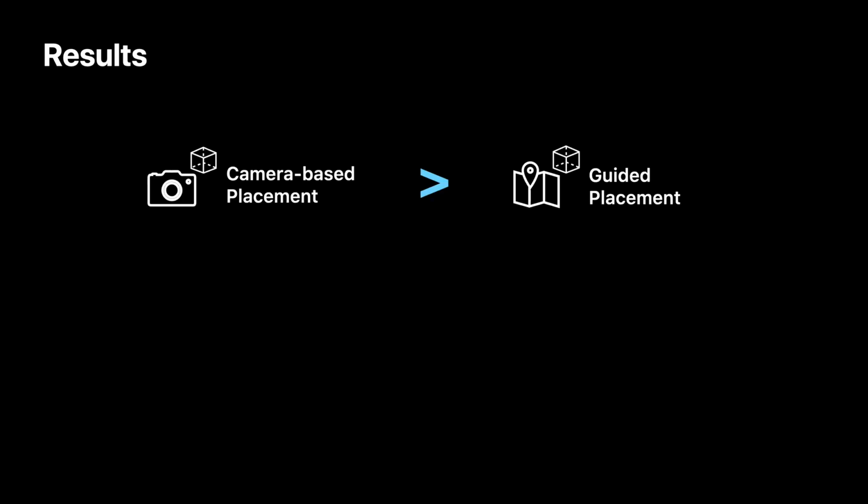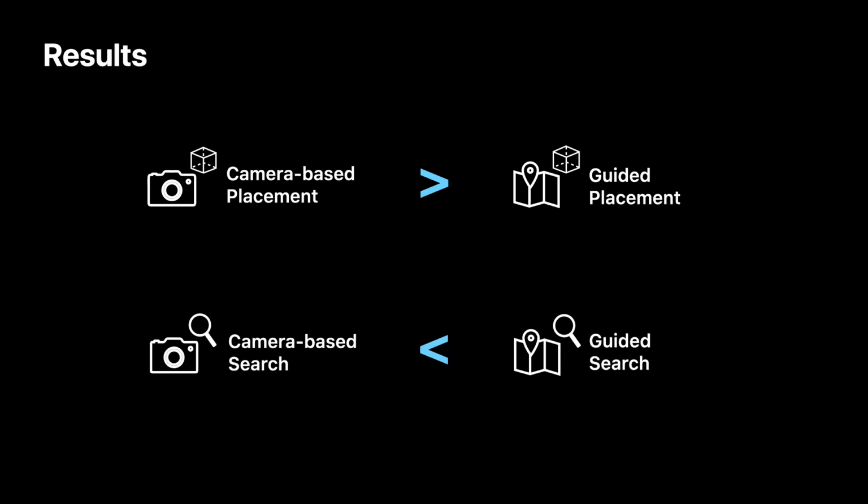So, between the placement mechanisms, participants generally preferred camera-based placement because it gave immediate and continuous feedback about the placement of an object. While guided placement was usable, it lacked semantic information and precision. Then between the search mechanisms, participants strongly preferred guided search, as using camera search to scan the room for unknown targets in our task could be tedious.